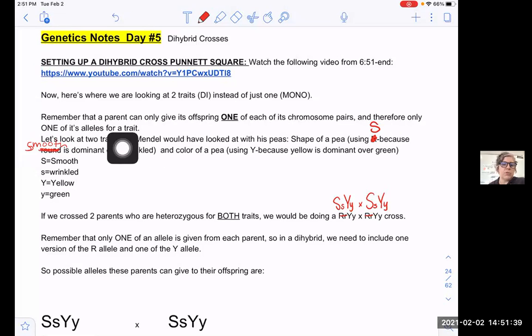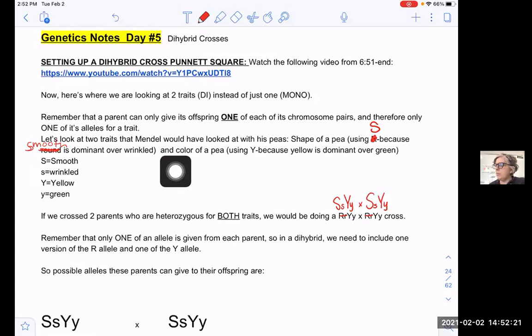During meiosis, those 2 alleles separate. So if we're looking at 2 traits that Mendel would have looked at with his peas, because this is still what Mendel discovered, and how we know everything we know about genetics is because of Mendel looking at his peas. So we're going to look at 2 different traits. We're going to look at the shape of a pea, and I want you to use S. There's a typo there. It says R. We're going to use S because smooth is dominant over wrinkled peas. And it says round here. You need to change round to smooth.